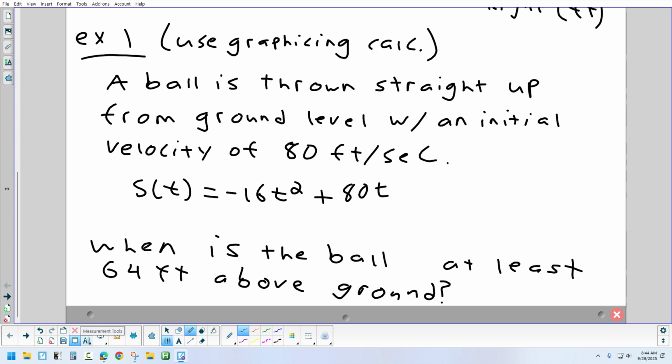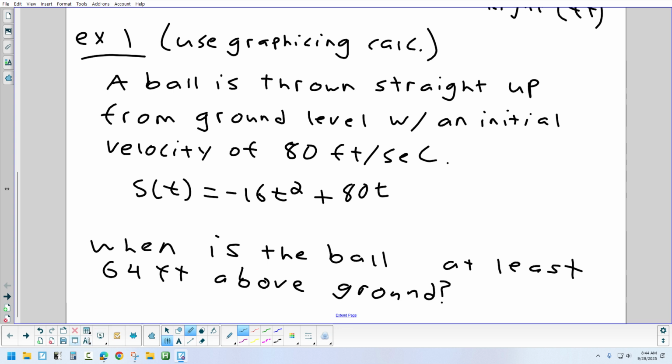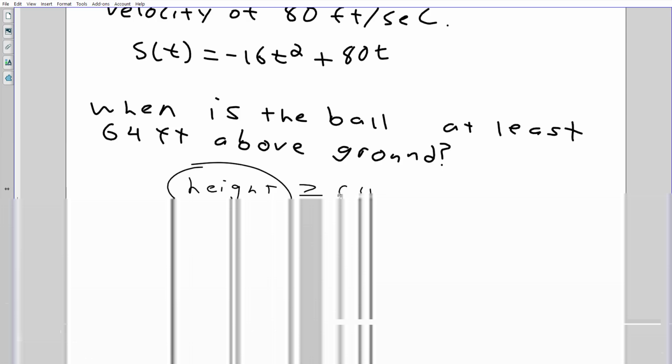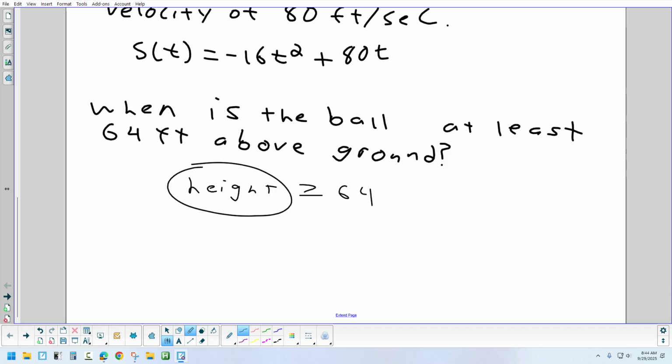So they want to know when the ball is at least 64 feet above the ground. In other words, when is the height of the ball greater than or equal to 64? So all we have to do is fill in a formula for the height, but that's exactly what we have up above. The height is negative 16t squared plus 80t. So that's the height, and we want to know when that is 64 or higher.